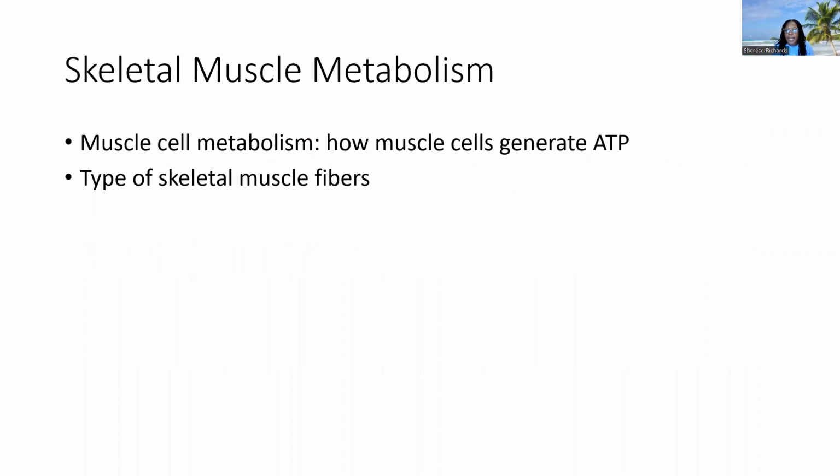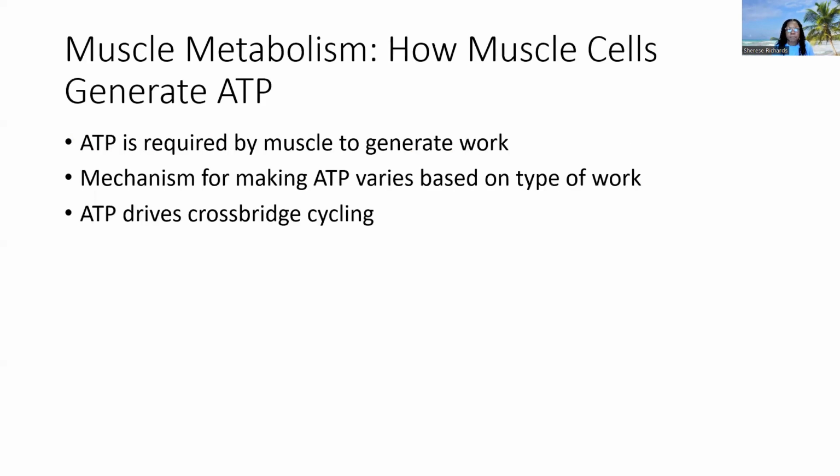And these 2 topics go hand in hand because the type of skeletal muscle fiber really dictates how that muscle will get its source of ATP to power contractions. So we know this already. ATP is our body's currency as far as cellular work. So ATP is required by muscles in order to do work. More specifically, ATP is what generates the power stroke. So we talked about the ATP binding to myosin head and actually generating the shortening during cross-bridge cycles.